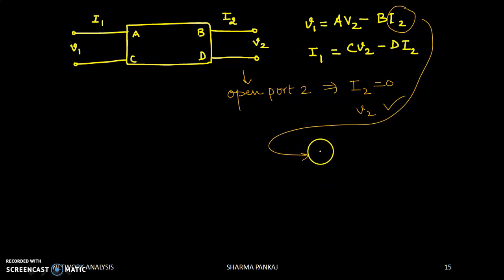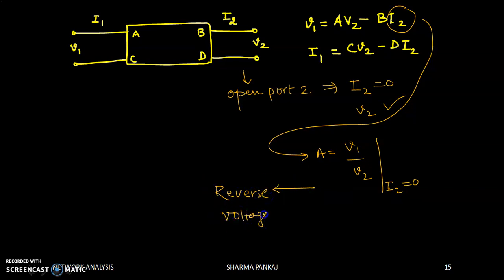A is equal to V1 by V2 when I2 is 0. This is called reverse voltage gain, and the unit is, this is unitless.